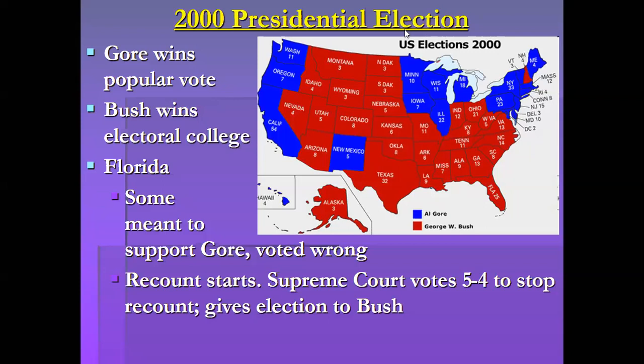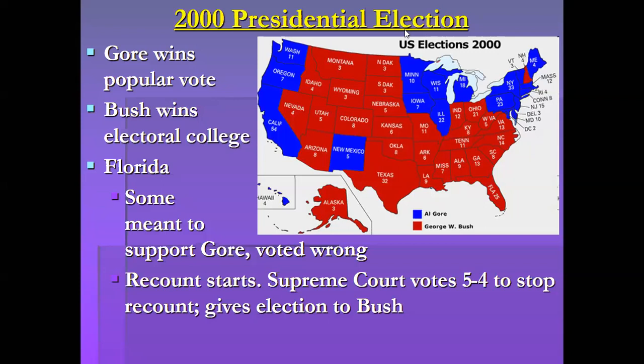Now, the other controversy took place in Florida. This was because of a type of ballot called the butterfly ballot. Basically, you had to take a pin and you poked a hole into a piece of paper for who you voted for. Some people meant to vote for Gore and they voted wrongly. They either didn't punch the piece of paper all the way through, or they accidentally voted for Al Gore and George W. Bush.